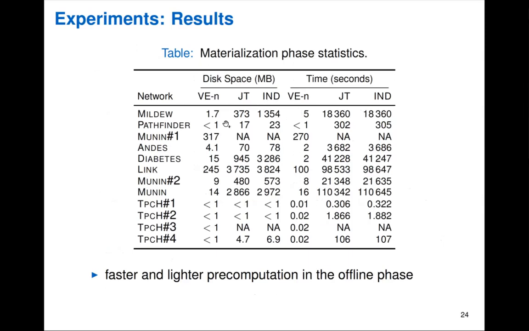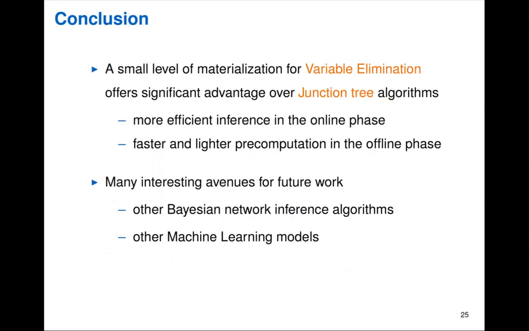Not only is the online inference phase efficient, the offline materialization phase of our proposal is also quite efficient and in general uses very little space compared to the other algorithms, junction tree and the index junction tree, that also exploit materialization. So to conclude, we show that a small level of materialization for variable elimination offers significant advantage over junction tree-based algorithms. We have more efficient inference in the online phase and faster and lighter precomputation in the offline phase.